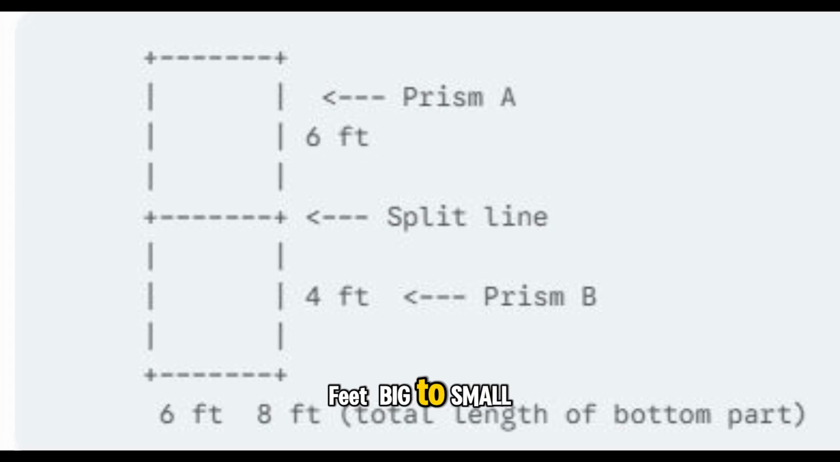It's 6 feet long. Width. Let's say the whole building has a width of 5 feet. So, prism A's width is 5 feet. Height. It's 6 feet tall. So volume of A equals 6 times 5 times 6, which is 180 cubic feet.